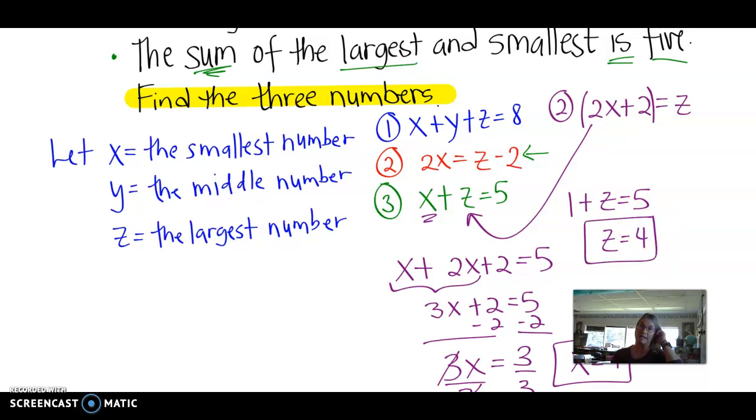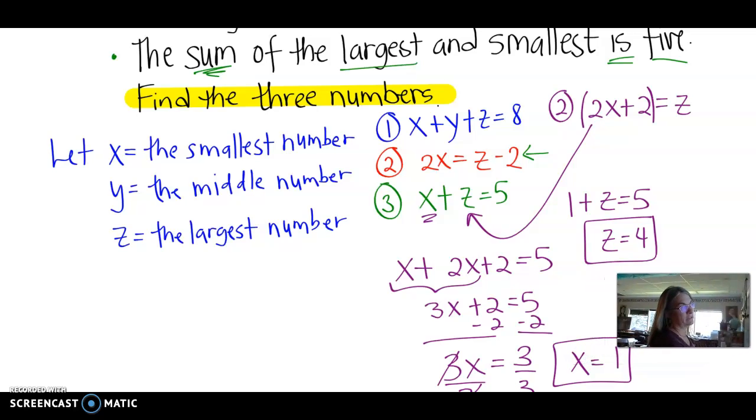So far that makes sense. Z is our larger number, x is our smallest number. So it should turn out that way, which it does.